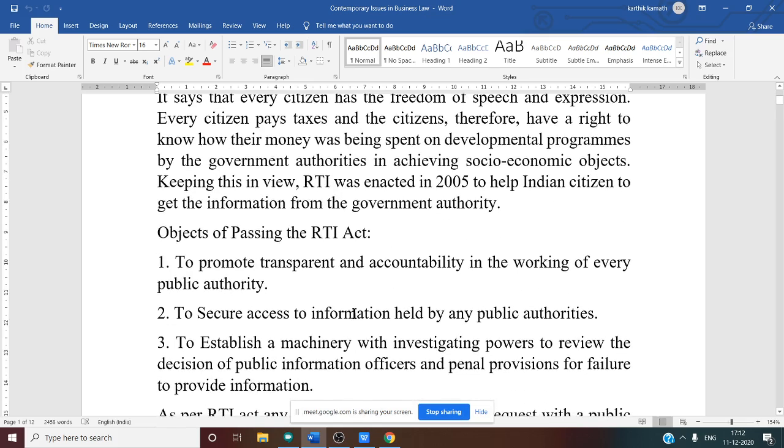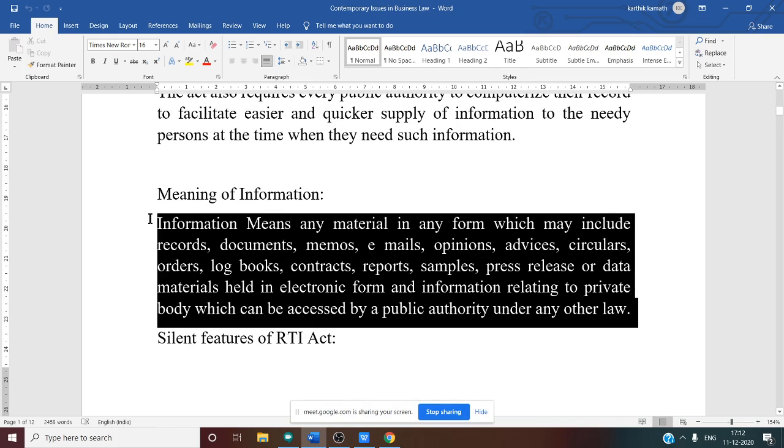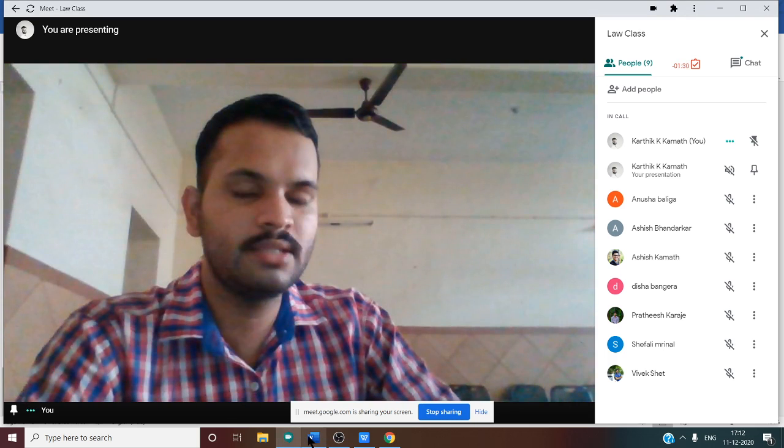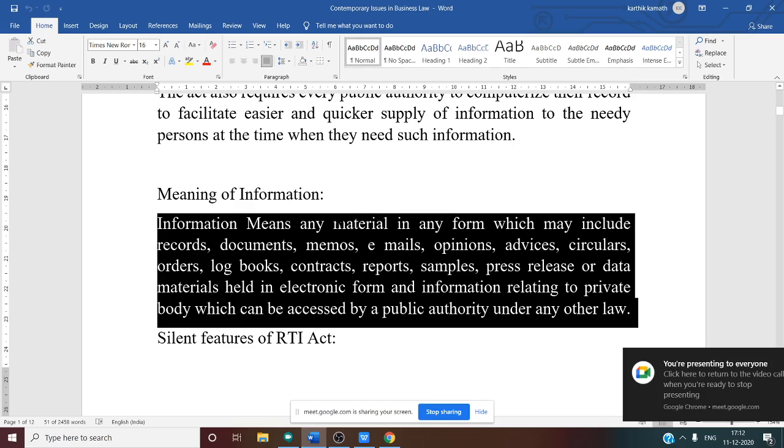Then we discussed information. What do you mean by information? Information includes various forms like records, documents, emails, memos, opinions, advices, circulars, orders, logbooks, contracts, reports, samples, press releases, or data material. Other than this, the individual cannot ask for any other information. Only the information specified under the section has to be taken into consideration.